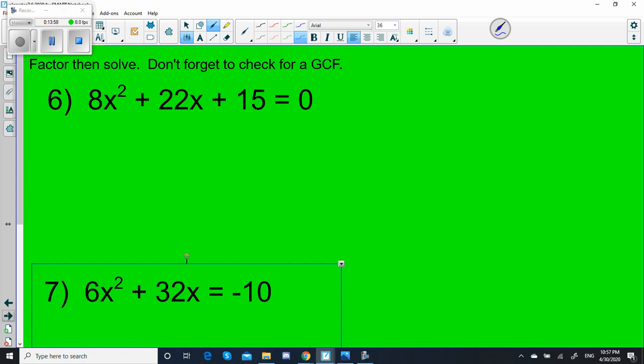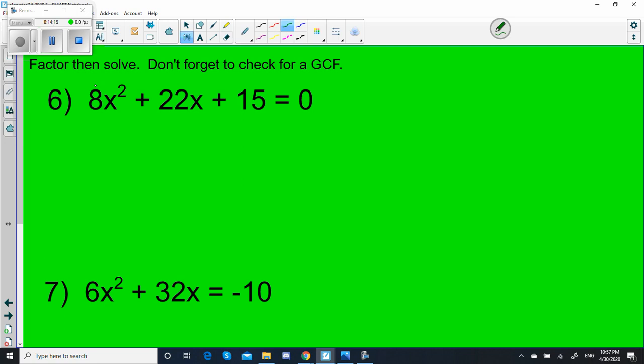So 8 and 22 and 15. Let's see. 2 would work for 8 and 22, but not 15. 3 only works for 15. And I think that's about it. I don't think it has a GCF. So we're just going to factor like normal without the GCF.